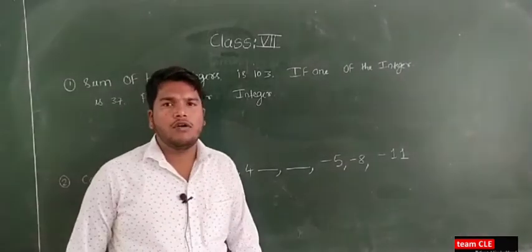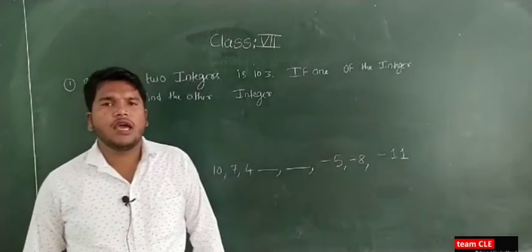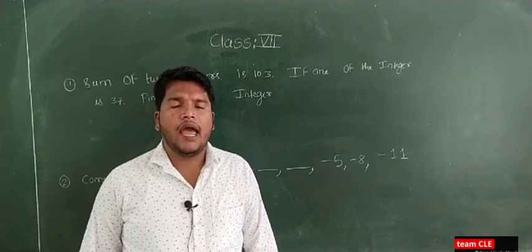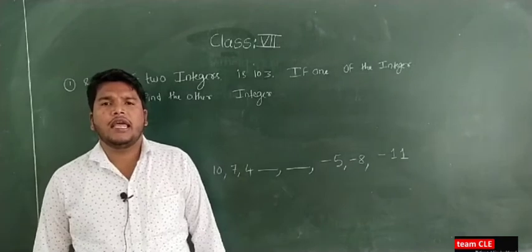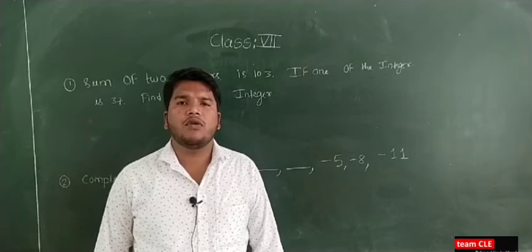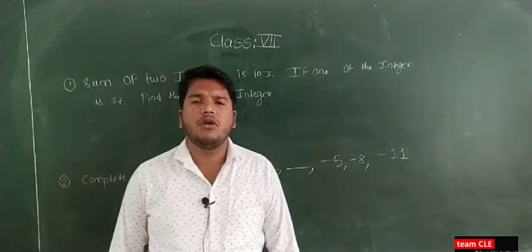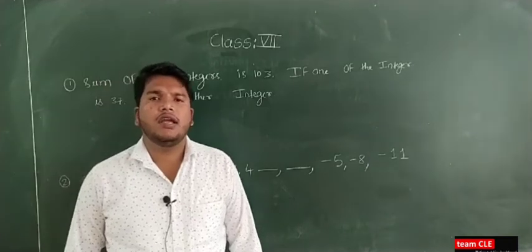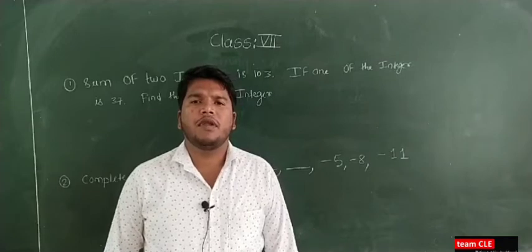So in the last class we have completed the properties of addition and properties of subtraction, and we have applied the three properties, that is closure property, commutative property and associative property. In the closure property, if a and b are any two integers, then a plus b is also an integer. Commutative property: if a and b are any two integers, then a plus b is equal to b plus a. Associative property: if a, b and c are three integers, then a plus of b plus c is equal to a plus b plus of c.